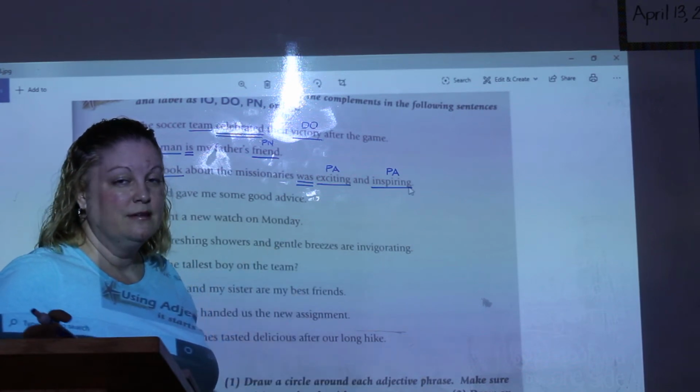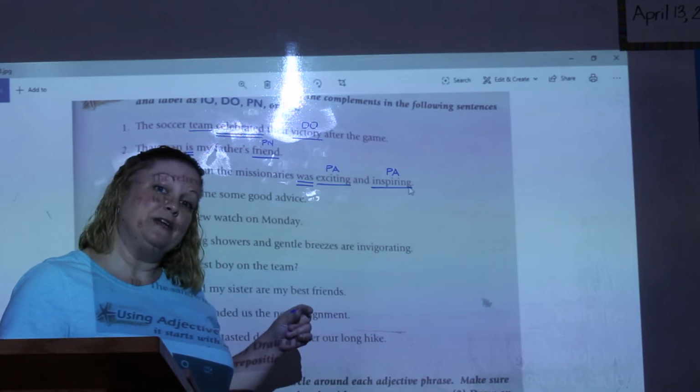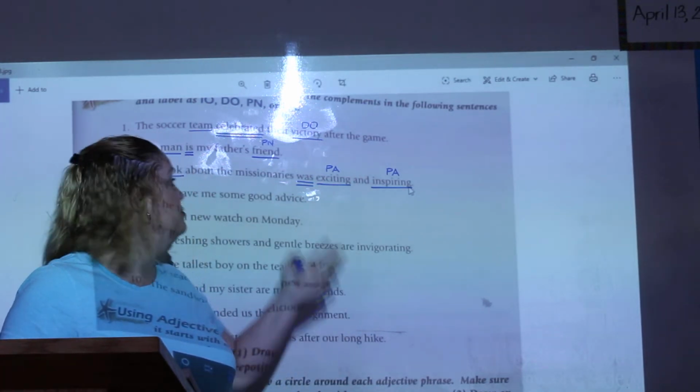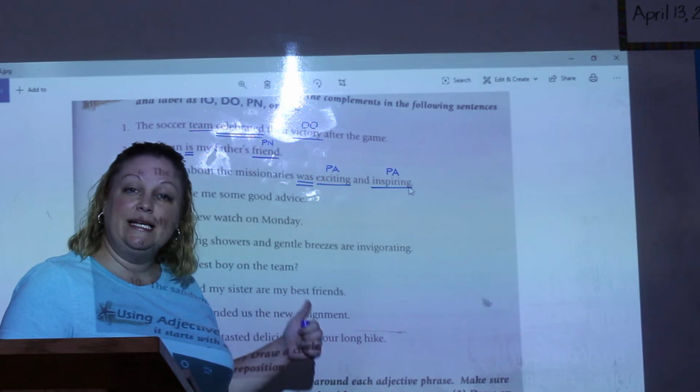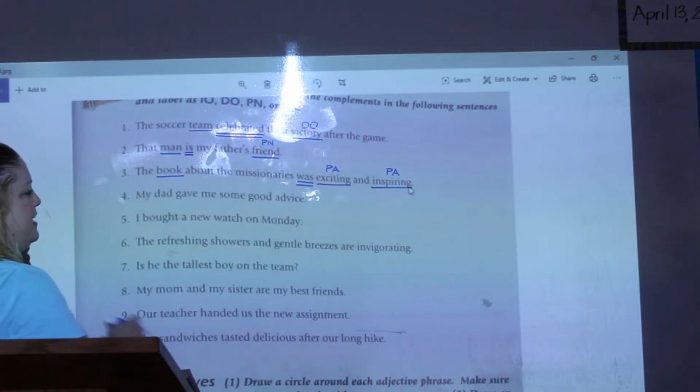Direct objects always follow action verbs. And they might have an indirect object in between, but they don't have to, just like this one. Predicate nouns and predicate adjectives follow linking verbs. All right, my dad gave me some good advice.